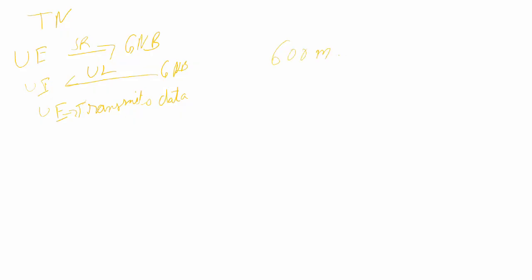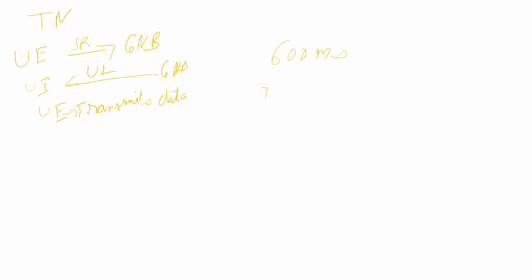In the case of terrestrial networks, suppose the UE has to transmit some data, say a WhatsApp message. The UE sends an SR request to the gNodeB, and the gNodeB provides the uplink grant as soon as possible. Then the UE transmits its data, because it happens very quickly. So this is possible in the case of TN networks. But the challenge is in NTN, because RTT can be up to 600 milliseconds.